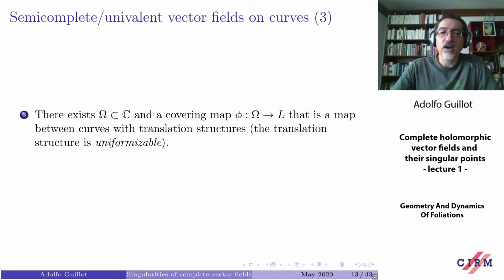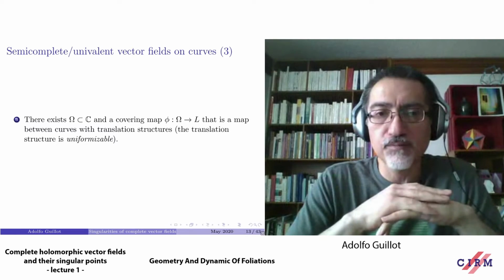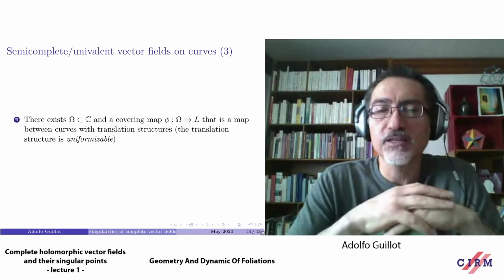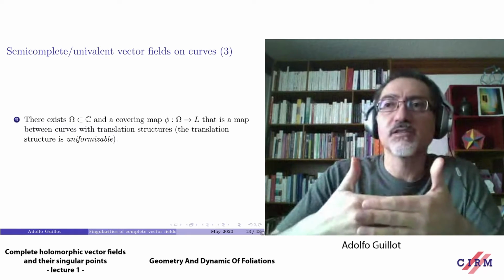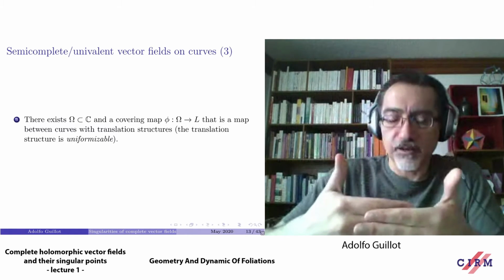orange domain, and a covering map that is what we showed before, a map between curves with translation structures. That's just what we showed in the previous slide. When I showed that the previous condition implies this third one, we already showed that it's a covering map. And the group of deck transformations has to preserve these translation structures. Okay, so that gives you the whole covering map.